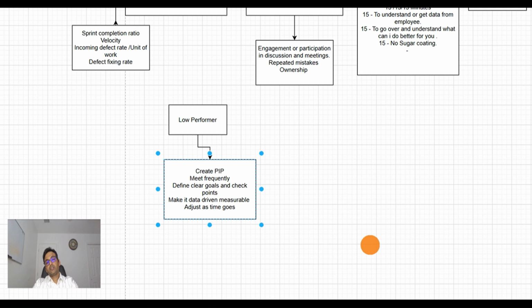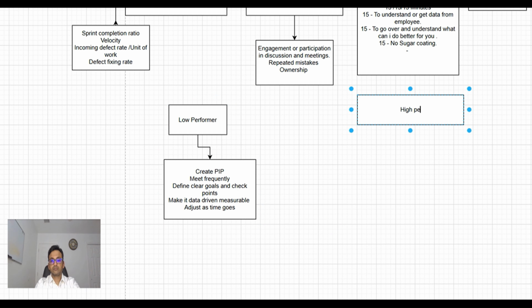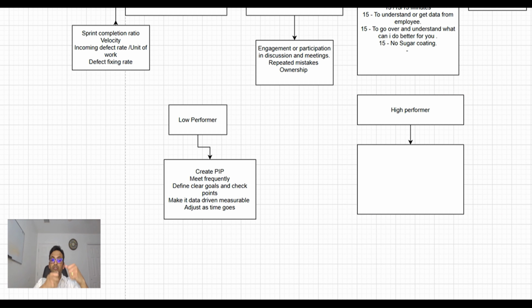Now, the interesting thing comes with the excellent performer or the best performer. Sometimes engineering managers ignore that, and that's a big loss for the organization because it may result in that high performer leaving the organization. So that's very important to be taken care of.